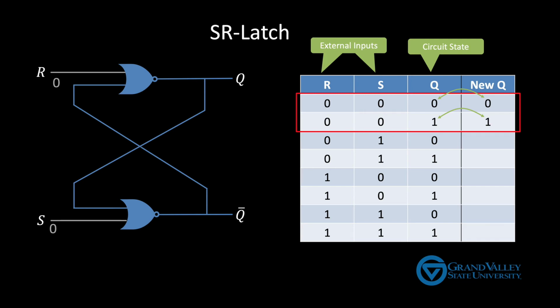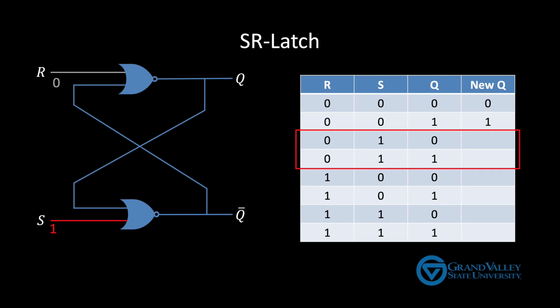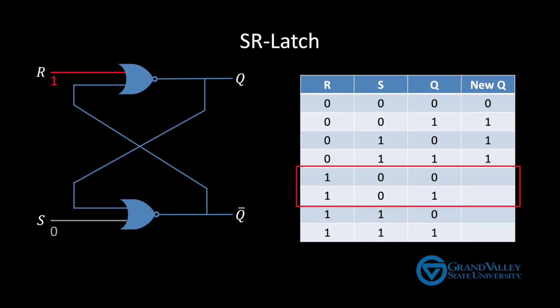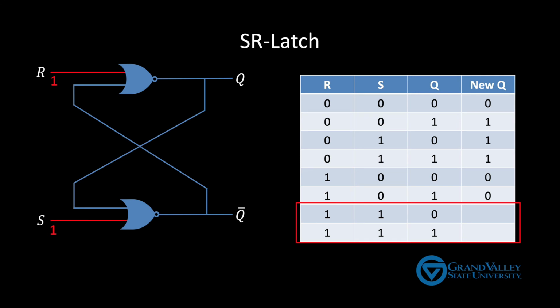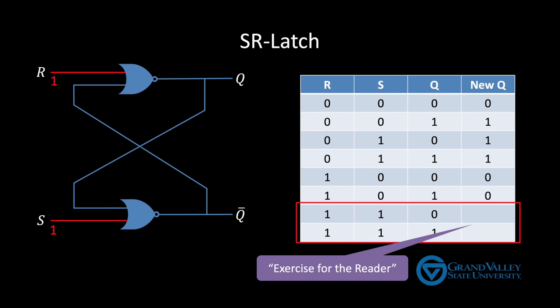When R is 0 and S is 1, the 1 forces the output of the lower gate to 0, regardless of the circuit's current state. This results in the upper NOR gate's inputs both being 0, therefore the state of the circuit becomes 1. For analogous reasons, putting 0 on S and 1 on R always results in the circuit transitioning to state 0. The last 2 rows of the truth table are a bit subtle. Instead of giving you the answer right now, try to figure it out on your own, and we'll revisit this issue during a lab session.